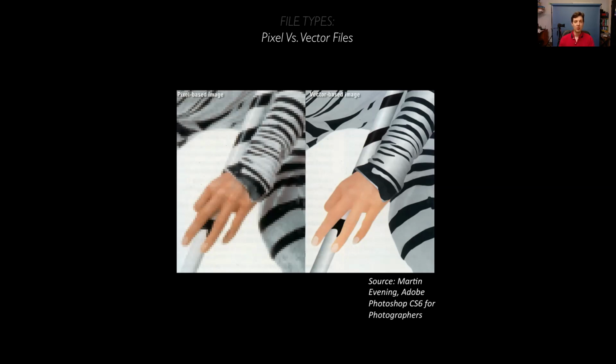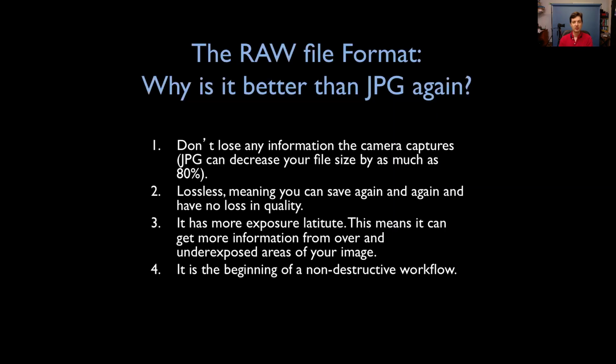And so we always need to be aware of that and make sure that we are doing everything we can to retain the highest quality, which means also the highest pixel count of our images as we're doing our workflow until the very end. But both JPEGs and RAW file formats are both pixel-based or bitmapped images. But what's the difference between these two? Well, why is RAW better?